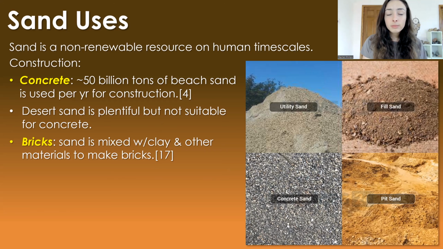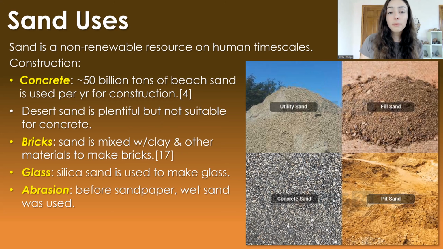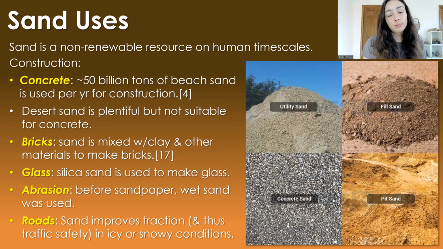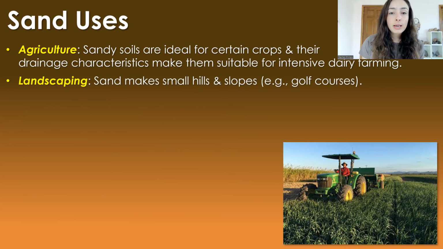For bricks, sand is mixed with clay and other materials. And glass, we use silica sand to make glass. Abrasion, before sandpaper, we used wet sand. Roads, sand improves traction and is used often in icy and snowy conditions. Agriculture, sandy soils are ideal for certain crops, and their drainage characteristics make them very suitable for intensive dairy farming. Landscaping, sand can be used to make small hills and slopes, used often in golf courses and golf course landscaping.